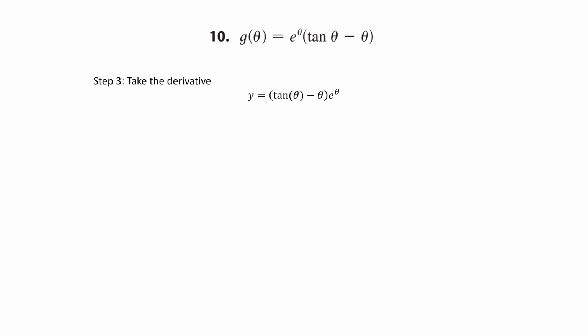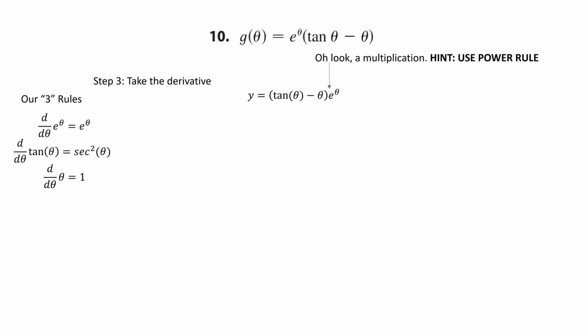Alright, so we'll jump right into the derivative here. The first thing to note is that there is a multiplication between two terms involving the variable. So it's what's in the bracket there, and it's that e to the power of theta. Whenever you see a multiplication of two things involving the variable, it's a huge hint that you're going to have to use the product rule. So here's our three little derivatives in case you need them.